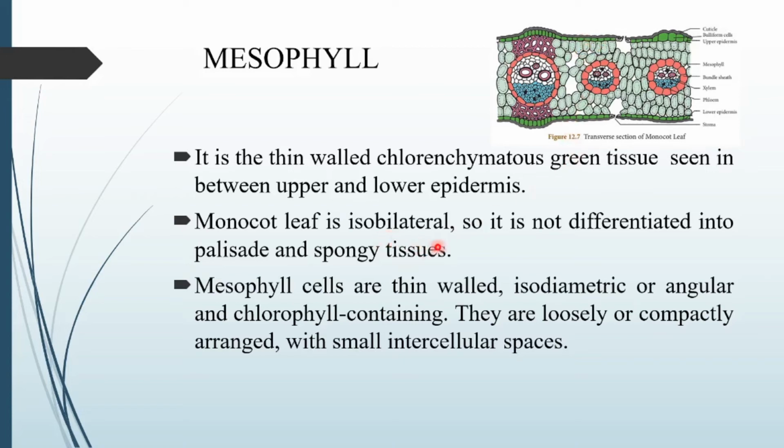Next one is the mesophyll, the thin-walled chlorenchymatous green tissue seen in between upper and lower epidermis. Because of the isobilateral nature, the mesophyll cells are not differentiated into palisade and spongy tissues like in dicot leaves. In dicot leaves, the mesophyll cells are differentiated into palisade and spongy tissues. These mesophyll cells are thin-walled, isodiametric or angular, and chlorophyll containing, and they are loosely or compactly arranged with small intercellular spaces. So these blue colored cells are the mesophyll cells, especially for photosynthetic activity.